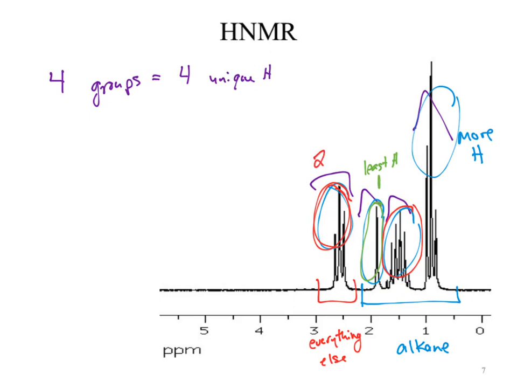Having more would be 2 hydrogens. Having more, 3 hydrogens. We now have an idea of how many hydrogens are in that signal. So when we said 4 unique hydrogens, that doesn't mean 4 hydrogens. That means unique hydrogens. Okay? Chemically distinct hydrogens. All 3 of these hydrogens are chemically identical to each other. I can't tell a difference between them.